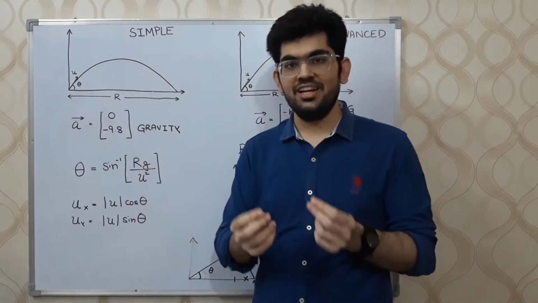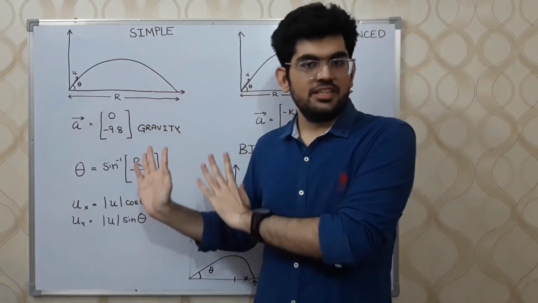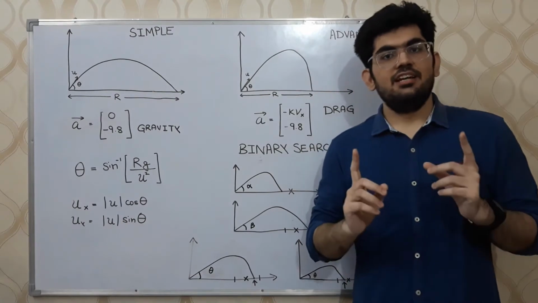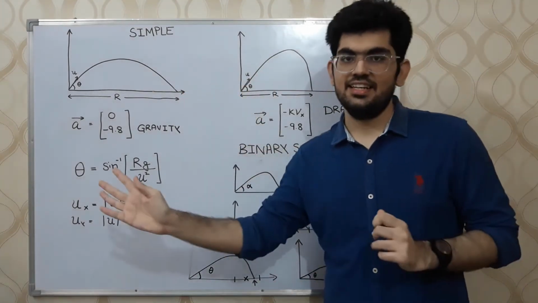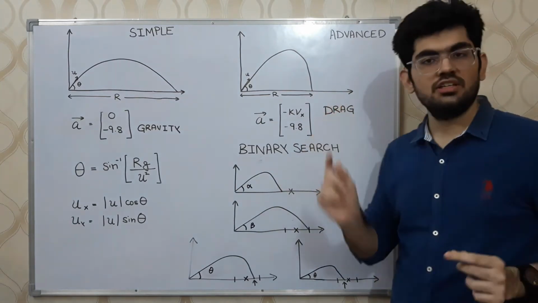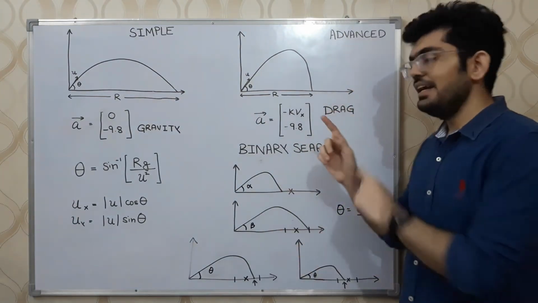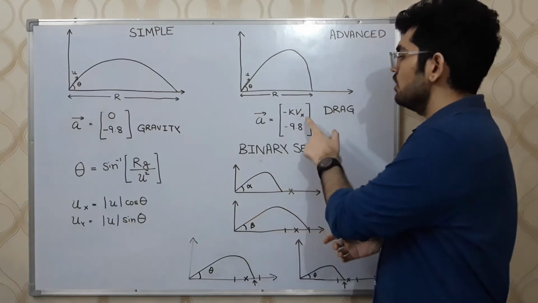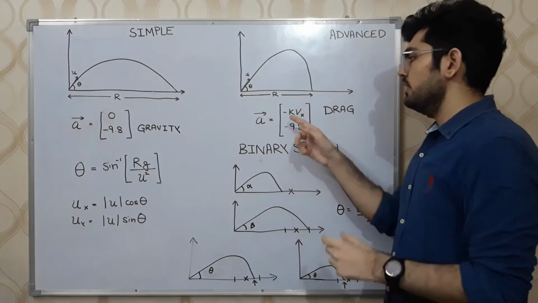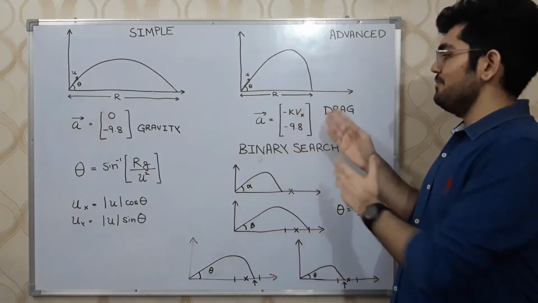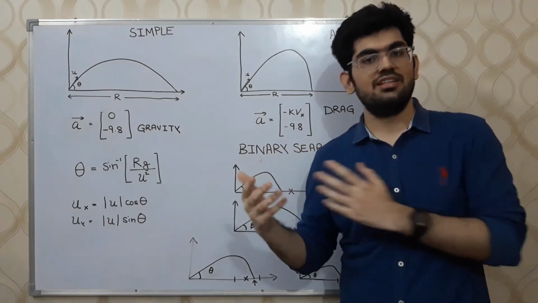So this is all for the simple projectile motion. In the advanced projectile motion, in the simple one we were assuming that there was no horizontal acceleration, but in this we are also considering a horizontal acceleration, which we call the drag. Drag is directly proportional to the horizontal velocity component at any point of the trajectory, so it will be given by minus k times vx. k is a constant that is set appropriately based on the simulation.